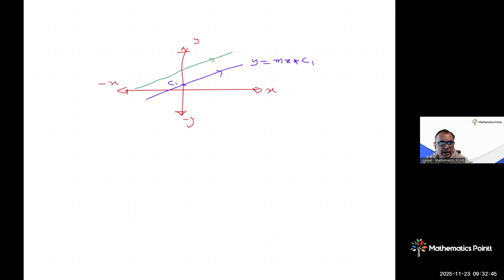Now, obviously, this line is cutting the y-axis at a different point. So this must be C2 because they are y-intercepts. Look at these two lines. Don't you think that their slopes are exactly the same? Because they are parallel. When I say slope are same, that means the inclination is exactly the same. So whenever in the question you see these arrows cross two lines, it simply tells us that the lines are parallel.